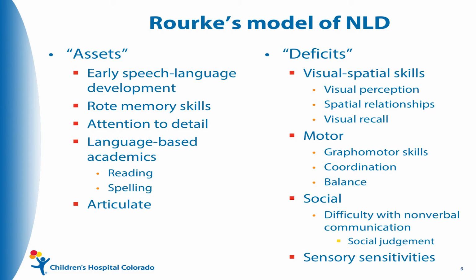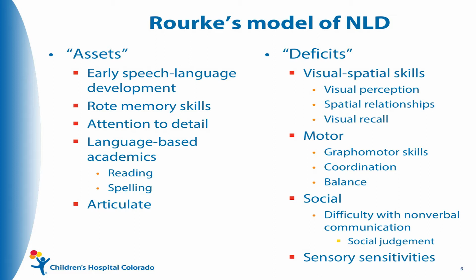All right, so one of probably the most prolific researchers in this area has been Rourke, with his model of NLD. Some of you, if you're familiar with NLD, have probably heard this term before. But really, he identified this idea of assets and deficits. So things that children did quite well, including early speech and language development that seemed within normal age expectations, strengths in rote memory skills, attention to detail, and language-based academic skills being at or above age expectations, so reading and spelling. He also recognized that these children tend to be quite articulate, that they're able to present as someone who has some really notable verbal strengths.